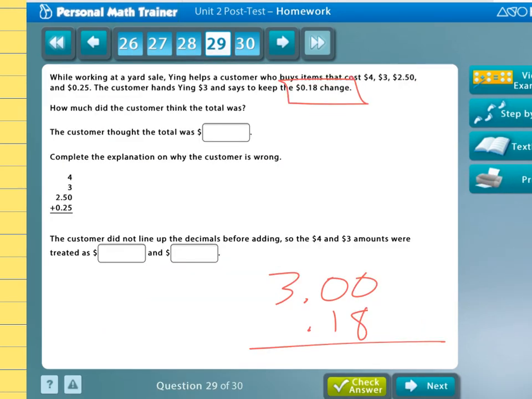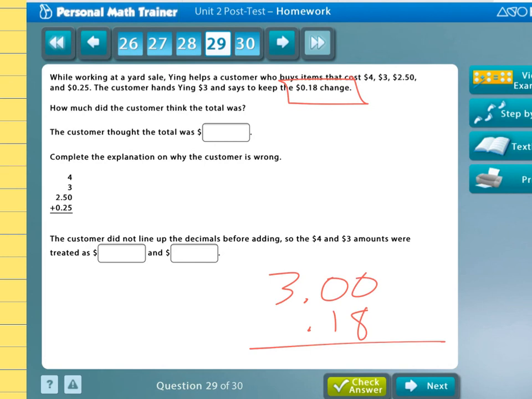Alright, this is a very unusual problem. I remember it from last year, but anyways, let's unpack it. At a yard sale, Ying helped a customer who buys items that cost $4, $3, $2.50, and 25 cents. The customer hands Ying $3 and says, keep the 18 cents change. How much did the customer think the total was?